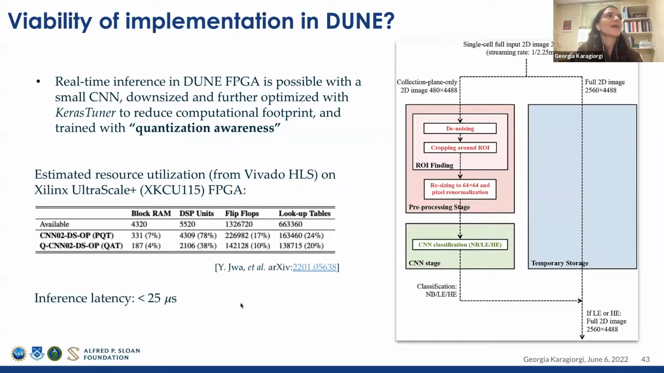And additionally, we were able to estimate resource utilization on the DUNE FPGA for such an instance of the CNN running and processing a single frame, where in particular the quantization-aware trained version of the CNN made use of the lowest amount of resources: 4% of RAM, 38% of DSP units, 10% of flip-flops, and 20% of lookup tables of the FPGA, and still gave us a relatively low, also efficient latency of 25 microseconds when employing a significant level of pre-processing of the input frames from each of the cells.